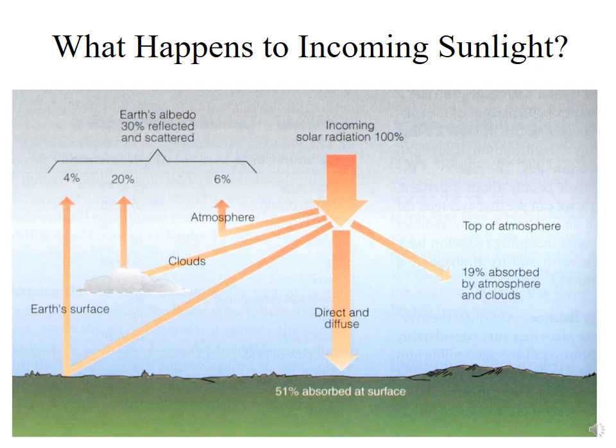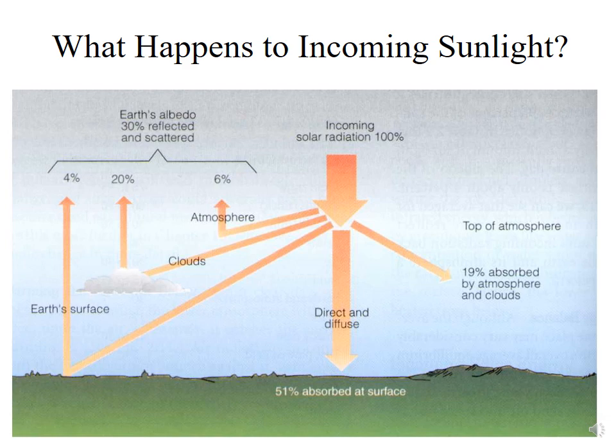So what happens to the incoming sunlight? If we have 100% of the incoming solar radiation at the top of the Earth's atmosphere, about 30% of that is reflected off of either the atmosphere or the surface. The clouds are reflecting about 6% of the incoming solar radiation. The Earth's surface is reflecting about 4%, and the atmosphere, due to the backscattering by gases, is reflecting about 6%. You add all those together and you get about 30% albedo.